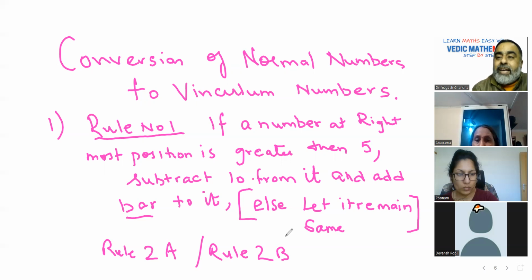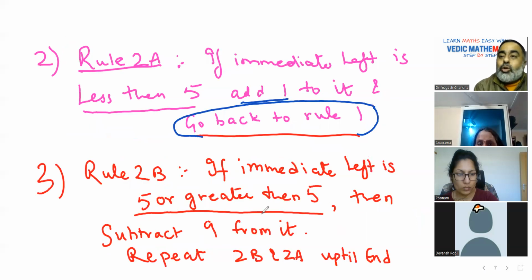Else let it remain the same. If it is not greater than 5, if it is less than 5, let it remain the same. After rule number 1, you have an option, rule number 2A or 2B. So 2A says, if the immediate left is less than 5, add 1 to it and go back to rule number 1. Got it?